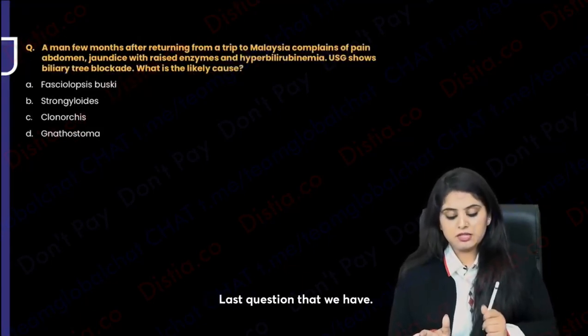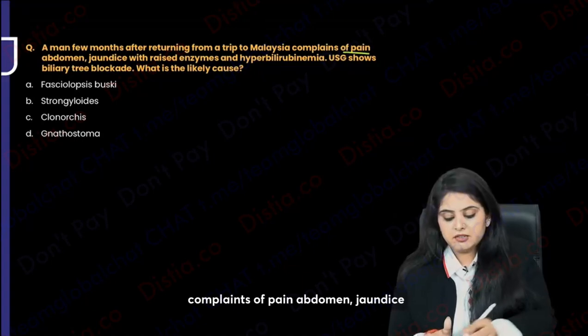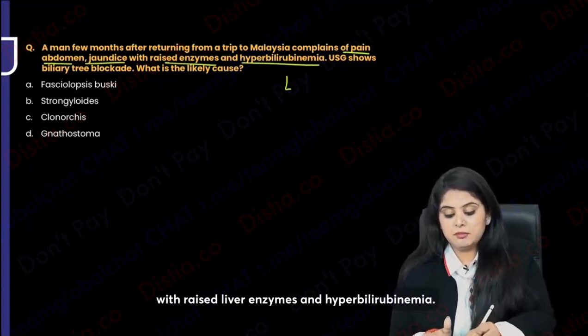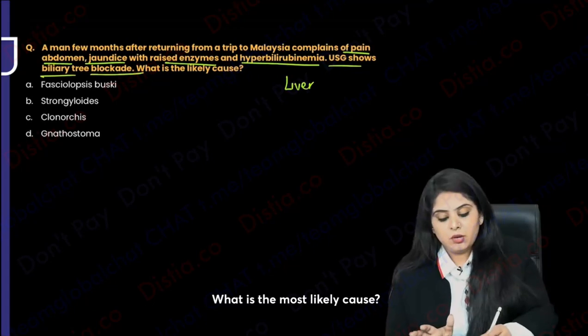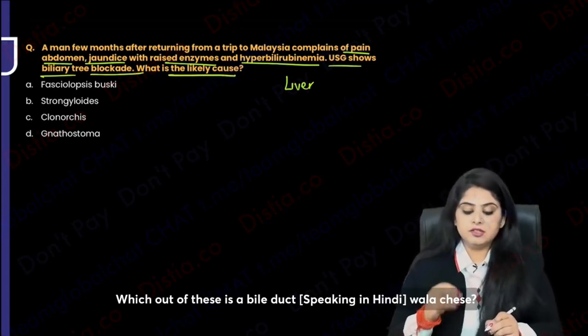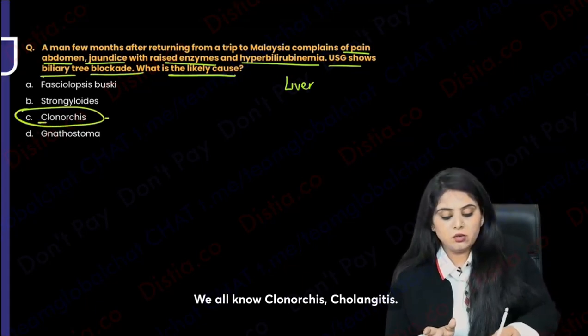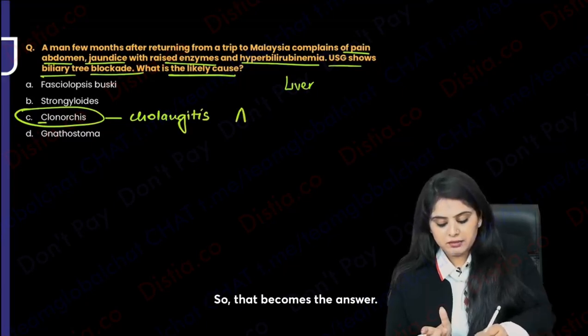Okay, last question that we have. A man, a few months after returning from a trip to Malaysia, complains of pain abdomen, jaundice with raised liver enzymes and hyperbilirubinemia. Liver and bile duct have clearly been involved. What is the most likely cause? Which out of these is a bile duct one? We all know Clonorchis, cholangitis. Clonorchis and cholangitis go together very well, so that becomes the answer.